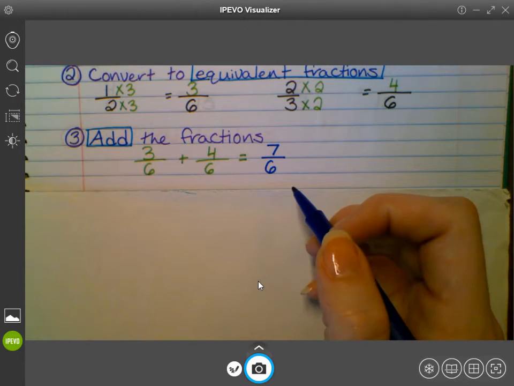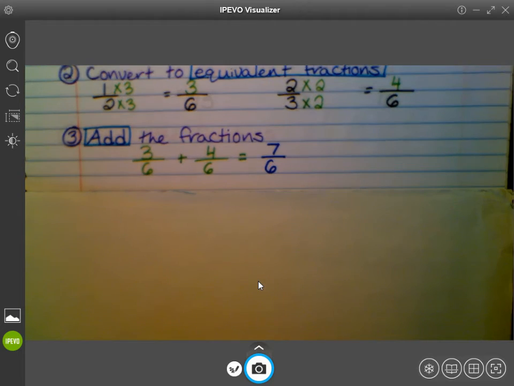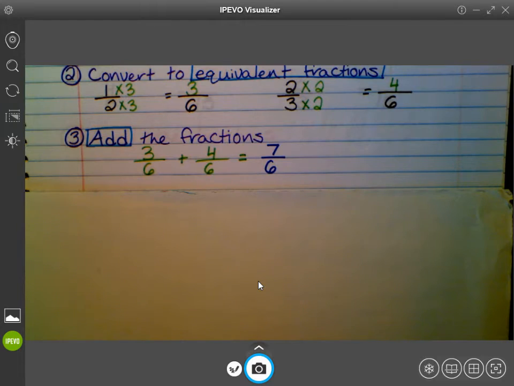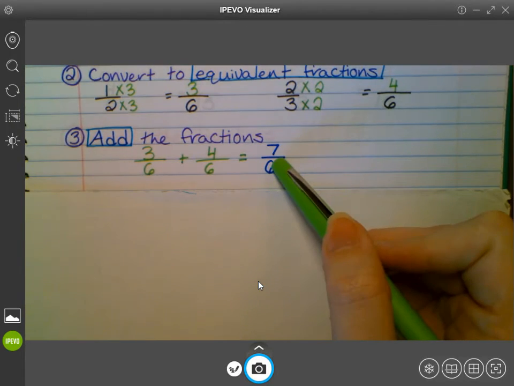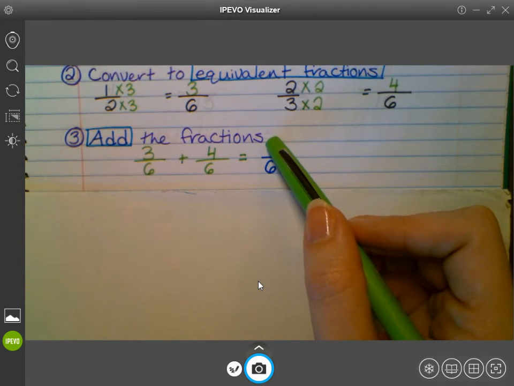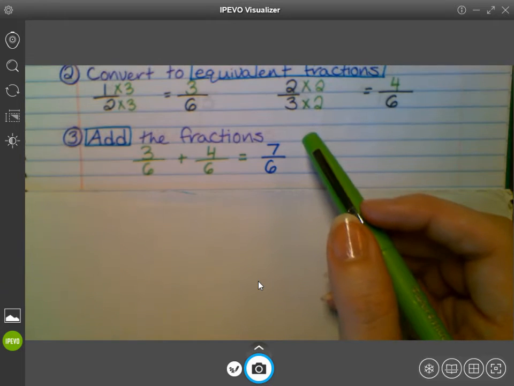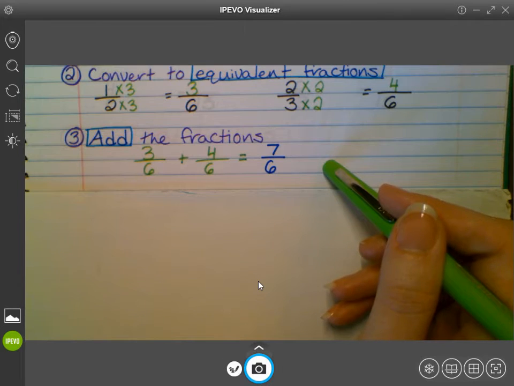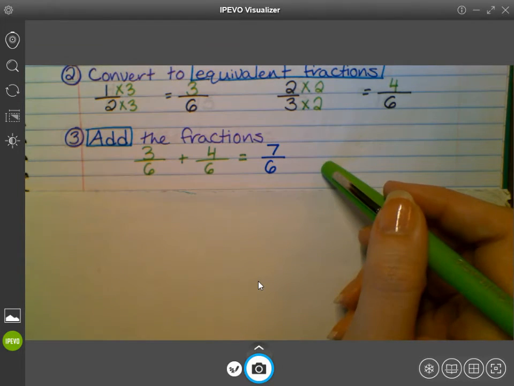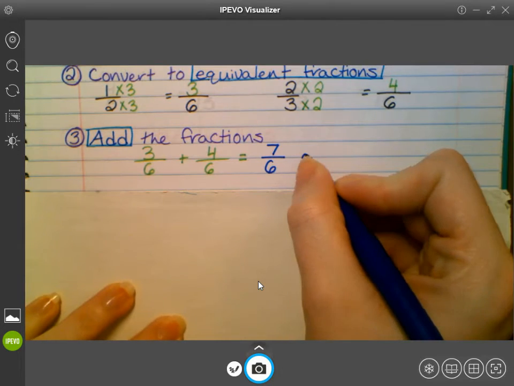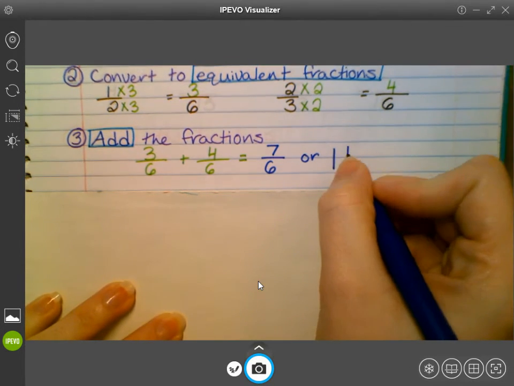However, does anyone remember how to convert this or what this would become as a mixed number? Grayson. 1 and 1/6, because we ask how many times does our 6 go into 7? It goes in one whole time because 6 is a whole, right? 6 over 6 is a whole. So we'd have one whole. Well, we have 7/6. So we would have an additional piece. So 1/6. So 1 whole and 1/6. So you could also write it as 1 and 1/6.